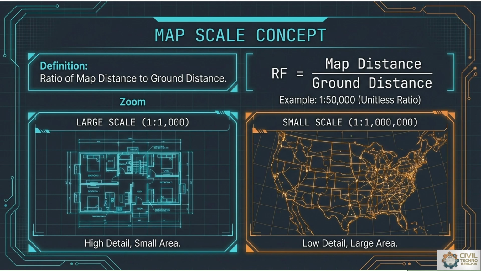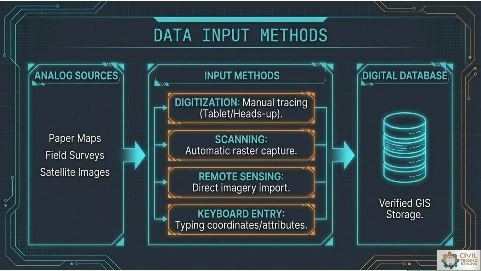Now, data input methods are the most important point for data collection, data processing, and data storage. So we have to collect the data, process the data, and store the data. Analog sources, input methods, digital database: these are the three main components, or phases, of data input methods. Analog sources, such as paper maps, field surveys, and satellite images, provide the basic spatial data for remote sensing and GIS applications in civil engineering.